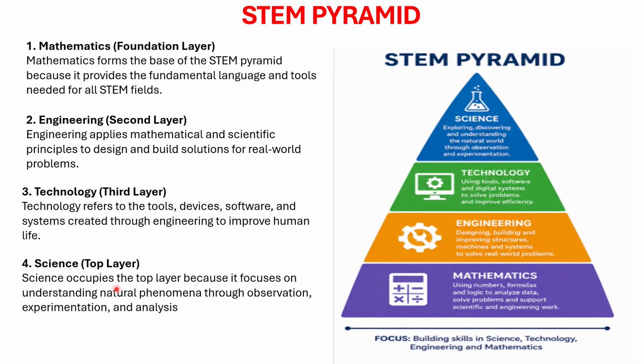So here, if you take all the four layers, the mathematics provides a calculation and analytical tool. The engineering uses the mathematics to design the solutions, and technology implements the engineering solution. As science uses a technological tool to make new discoveries, new scientific discoveries lead to improved technological and engineering design.